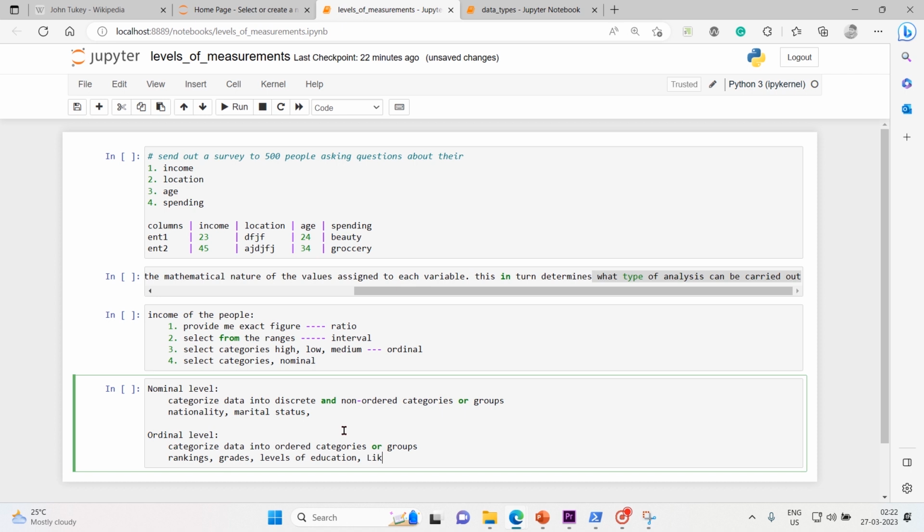Then Likert scales, such as strongly agree, agree, neutral, disagree, strongly disagree. These are the best examples of the ordinal level: strongly agree, agree, neutral, disagree, strongly disagree.